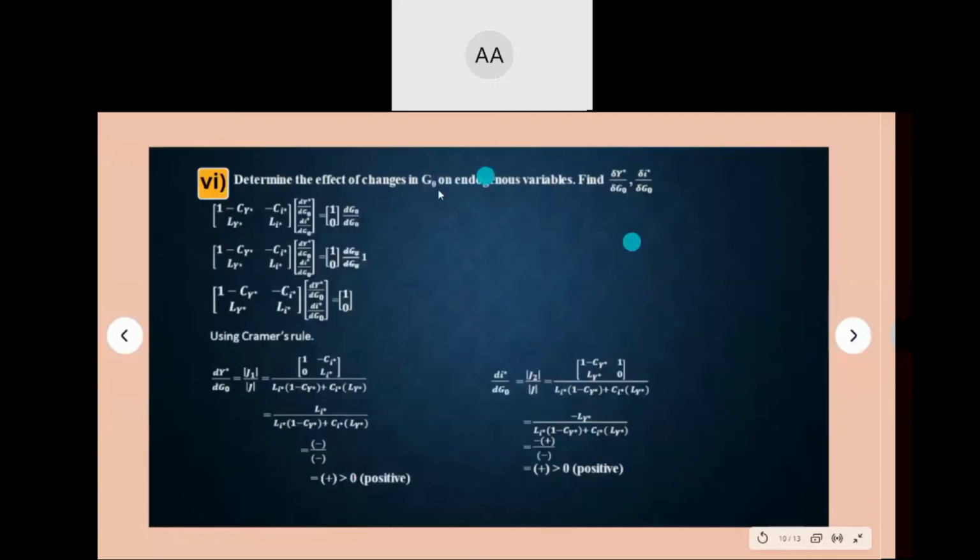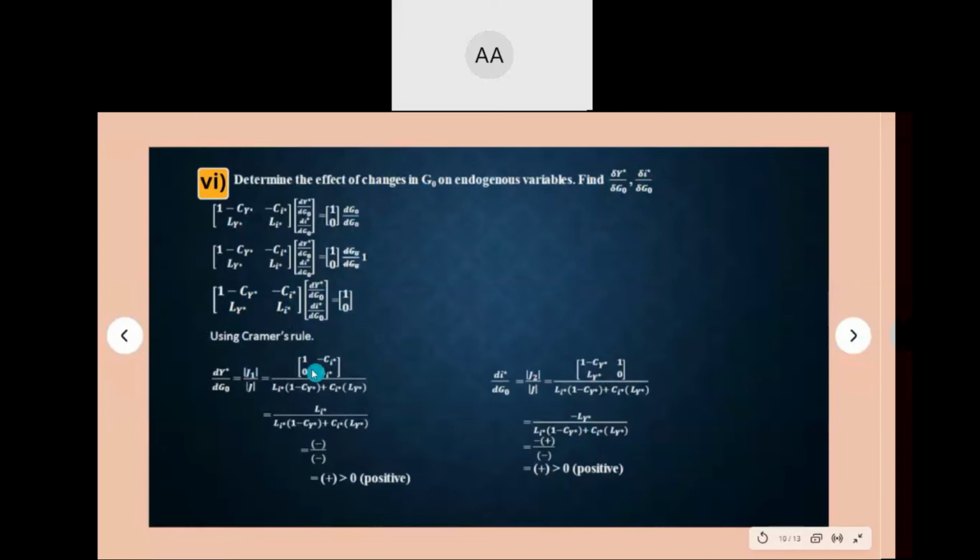Determine the effect of change in G now on the endogenous variables. Find delta Y star per delta G now and delta I star per delta G now. We put the equation like this, and dG now has the same value, so we can cancel and get the equation like this: 1 minus CY star, LY star, negative CI star, LI star. So we solve the equation by using Cramer's rule.